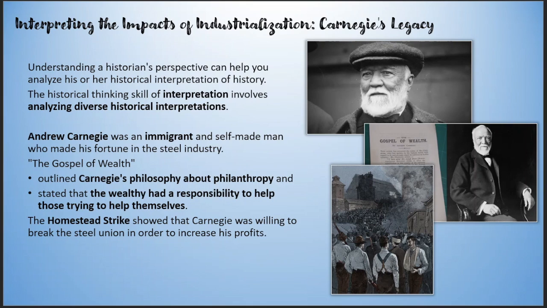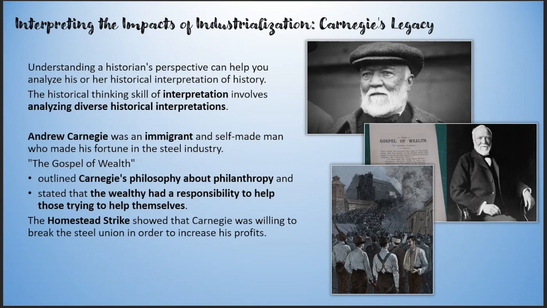And understanding a historian's perspective can help you analyze his or her historical interpretation of history. The historical thinking skill of interpretation involves analyzing diverse historical interpretations. So, for example, there are different ways to look at Andrew Carnegie. Right? He was an immigrant and a self-made man who made his fortune in the steel industry. He wrote The Gospel of Wealth, in which he outlined his philosophy about philanthropy and stated that the wealthy had a responsibility to help those trying to help themselves.